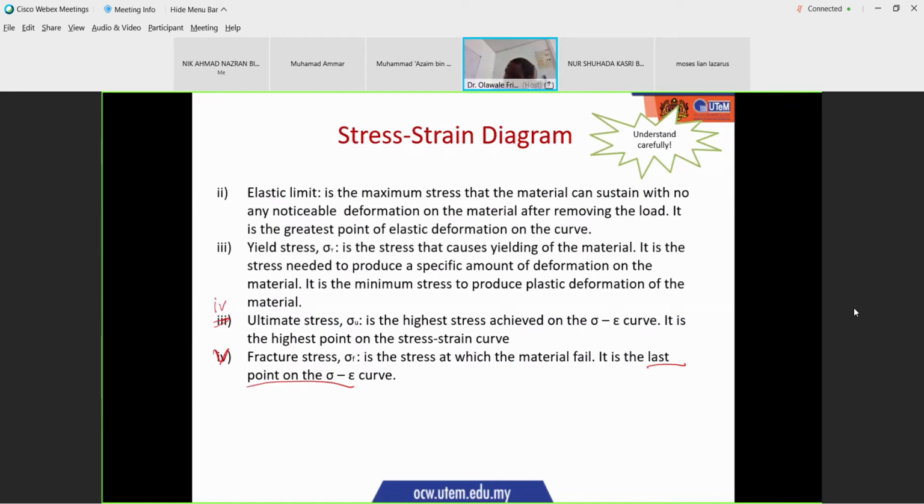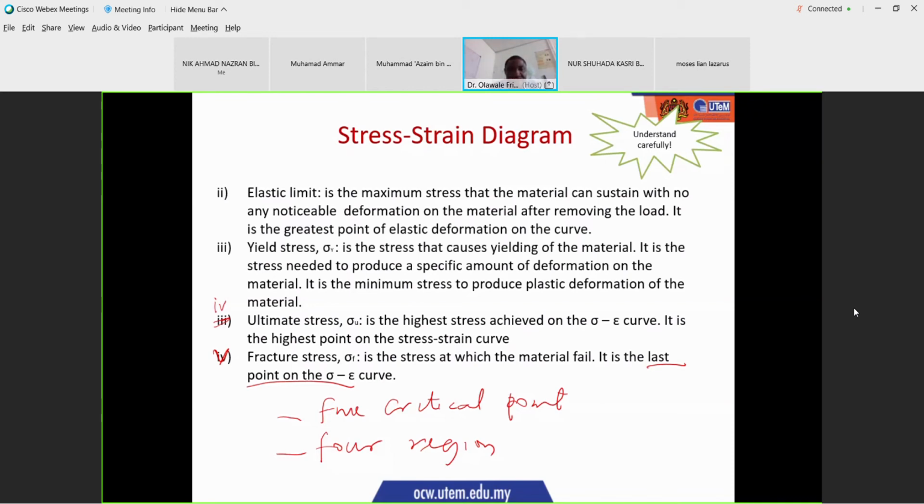Okay, again, on the stress strain diagram, there are 4 regions. Now listen, 5 critical points. Two, there are 4 regions. Region means bahagian, which is section, like a region. Okay, so you have 4 regions on the stress strain diagram.